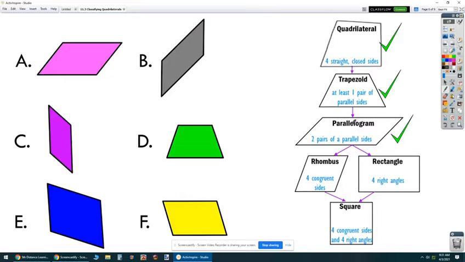All right, now there's another special type of trapezoid called a parallelogram. A parallelogram has 2 pairs of parallel sides. Now notice, it's still a trapezoid because it still has 1 pair, right? If it has 2, then it definitely also has 1. And it's still a quadrilateral because it has 4 closed straight sides to it. So a parallelogram actually has 2 pairs of parallel sides.